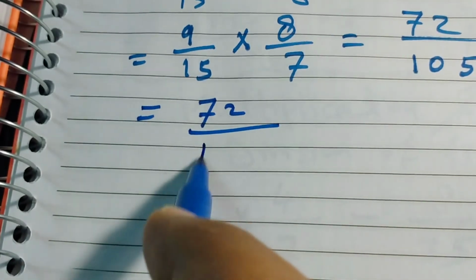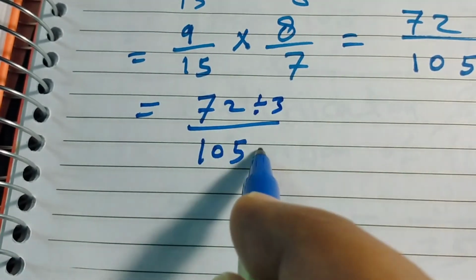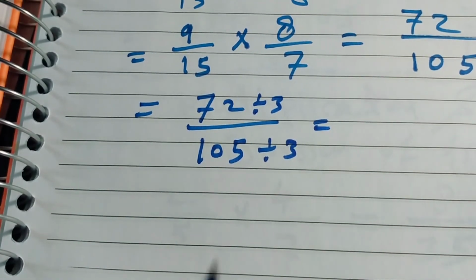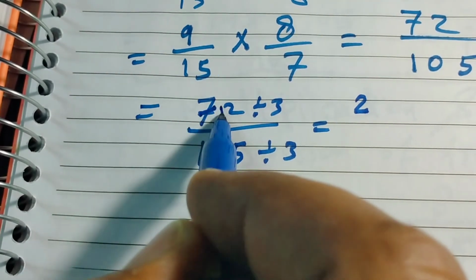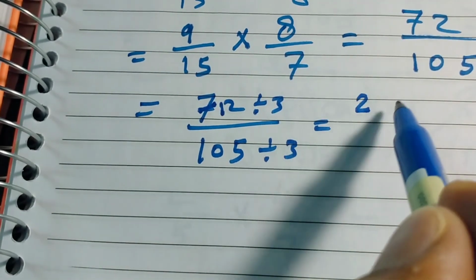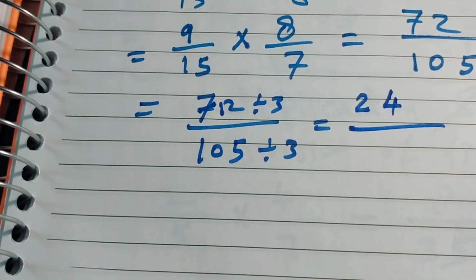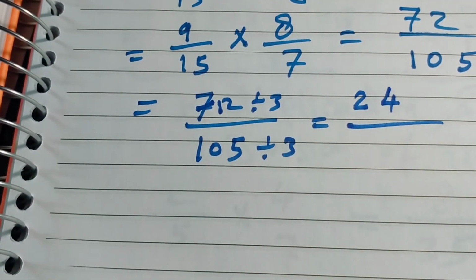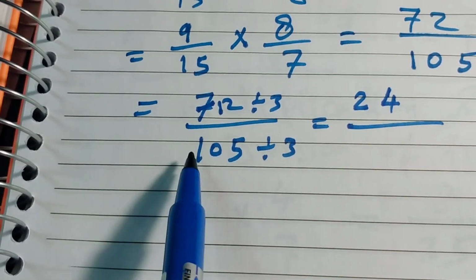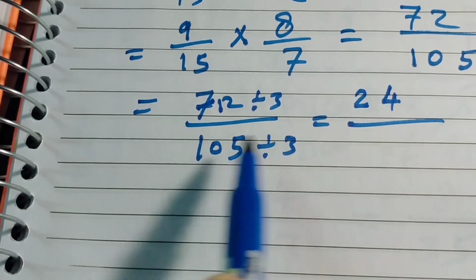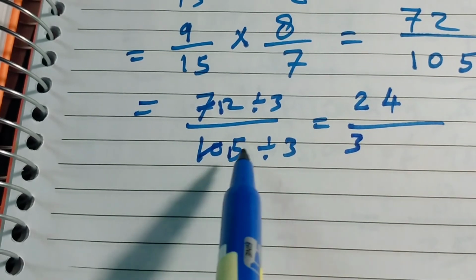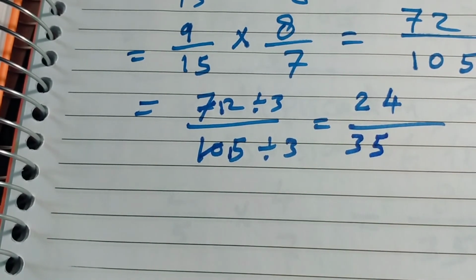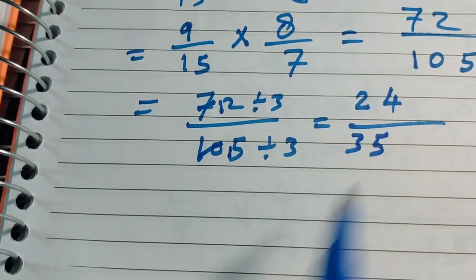72 over 105. So divide by 3. 3 times 2 equals 6. It is 7, so 1 extra, it became 12. So 3 times 4 equal 12. It means 24, because 24 multiply 3 equal 72. Now 105. 1 is smaller than 3. It will become 10. 3 times 3 equal 9. So 1 remainder. So it became 15. 3 times 5 equal 15. So it is 24 over 35.